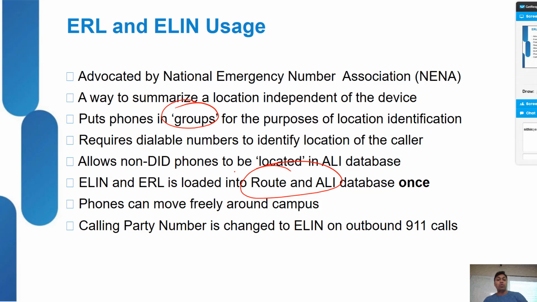Phones can move freely now because those mappings are based on the physical port. It doesn't matter what the phone is. You can take the phone, go to another room, connect to the port. Whatever the address of the port, it will tell you that address. So the phone could be totally mobile.